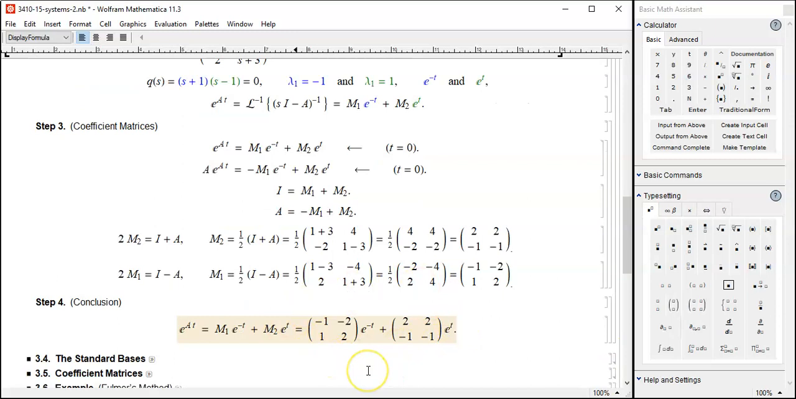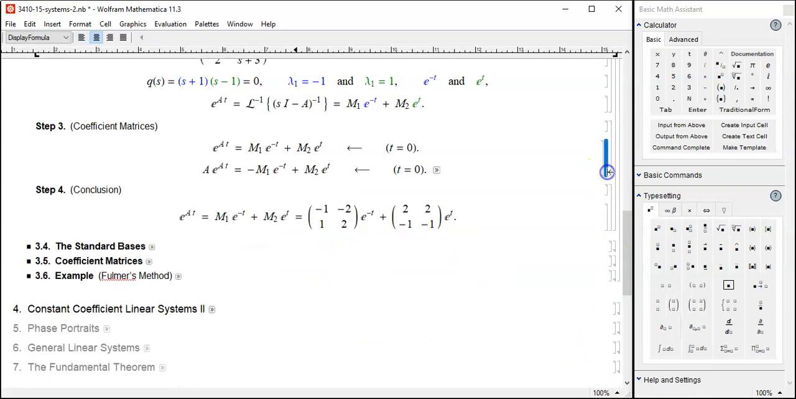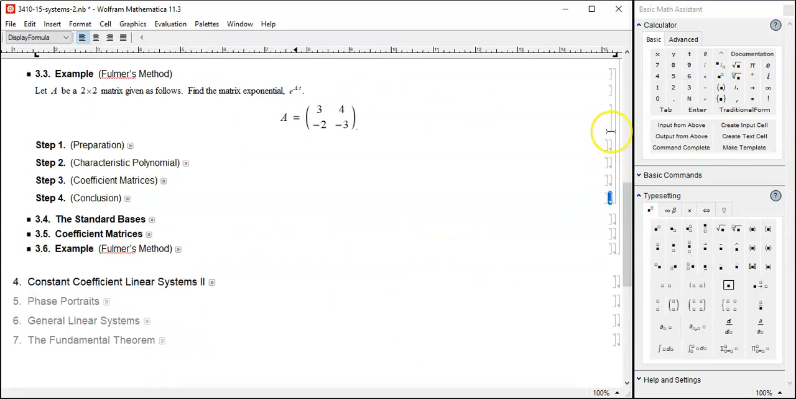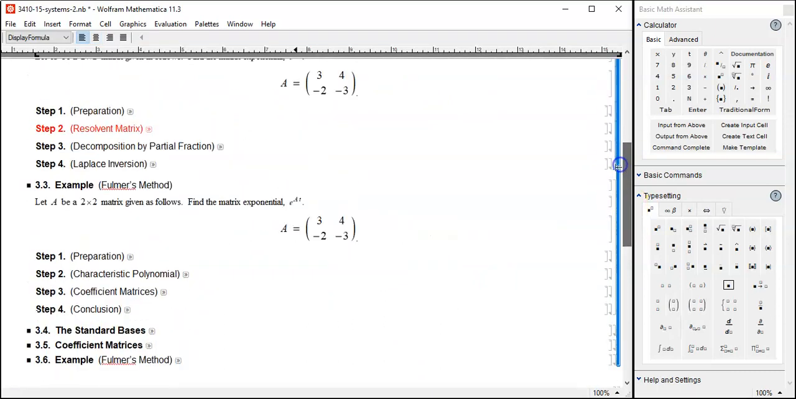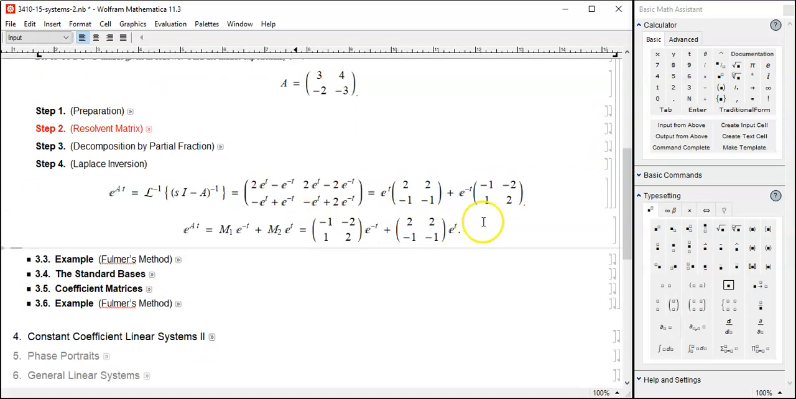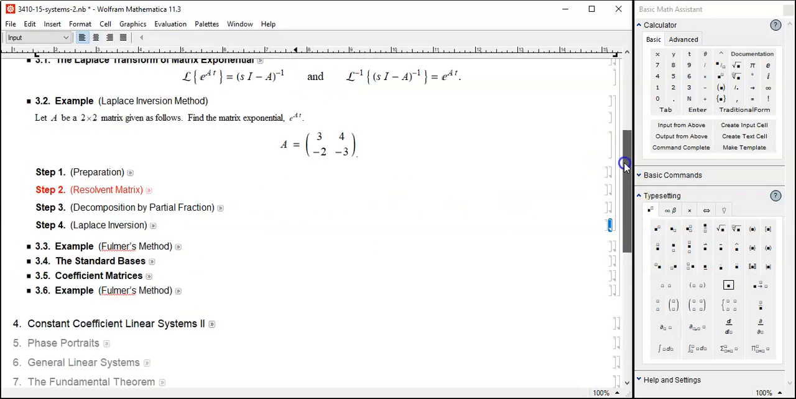And is this the same thing as the one we got before? The answer is, of course, yes. You can easily check those. Compare these two. Okay, I ended up switching the order. Otherwise the same, so yes. We just went through Fulmer's method.